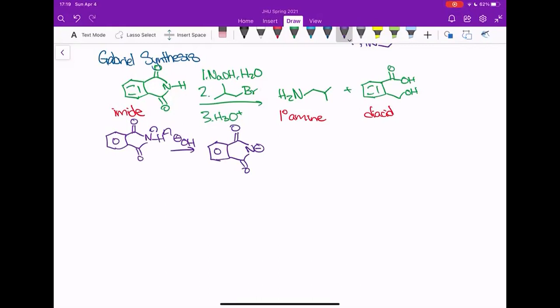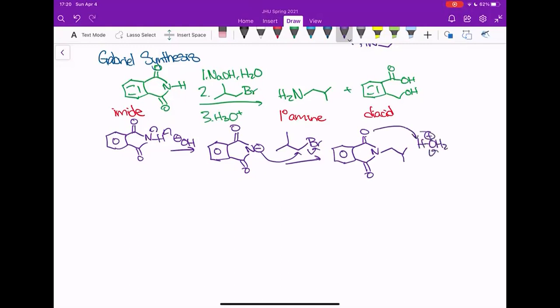And then once we have that deprotonated, we're going to go ahead and attack that R group to kick off bromine. Okay, so now that we have that added, we'll introduce our acid water in order to get that primary amine freed from the rest of the molecule. So from here, we're gonna add in acid water.